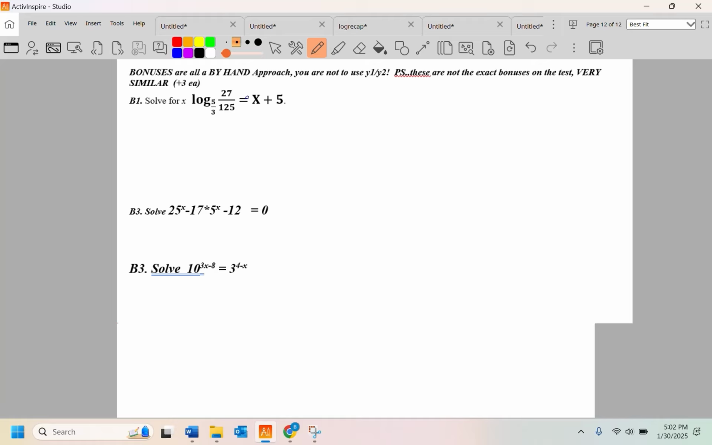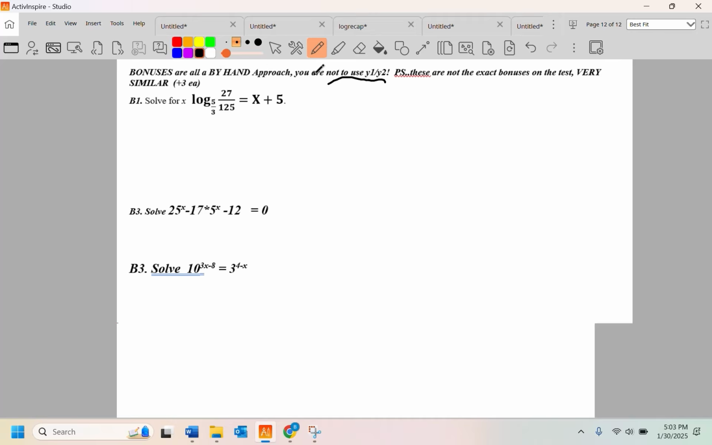So for no good reason, I'm going to do this test entirely backwards. Why? Don't have a clue. That's what I'm going to do. Start with the bonuses here. And these are very similar to the bonuses on your quiz. And bonus 3 is a brutal bonus because these are all by hand approaches.